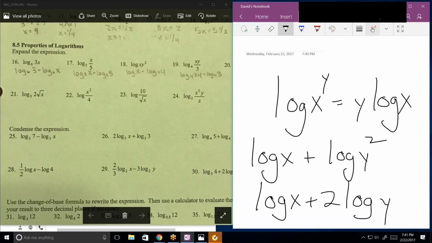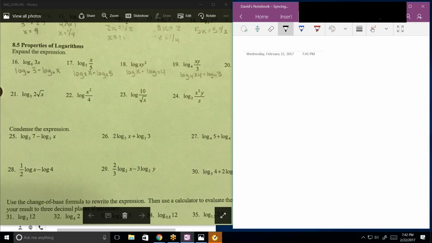19, you got multiplication and division going on. So how am I going to write that? Would it be log of 4 of x of y? First of all, let's get our terminology. Log base 4 of x times y divided by 3. So if I'm going to expand that, what do I get? You would get log base 4 of xy.